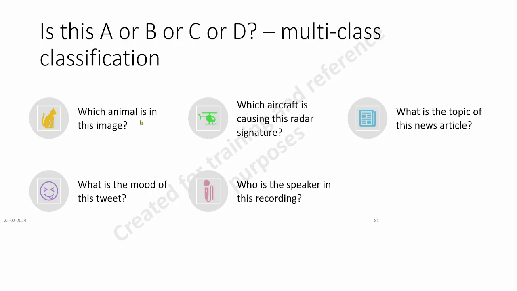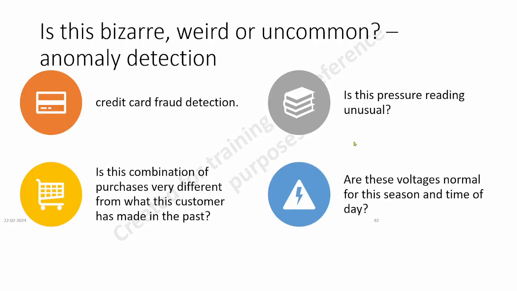Which animal is in this image? It could be dog, cat, rat, hare or horse. What is the mood of the tweet? Positive, negative, extremely positive, extremely negative, or neutral. So this is multi-class, and so on and so forth. Is this bizarre, weird, or anomalous? Credit card transaction, does it look like fraud? Does it look anomalous, out of the normal pattern? Is this combination of purchases very different for this particular customer? Let's say I'm the customer.